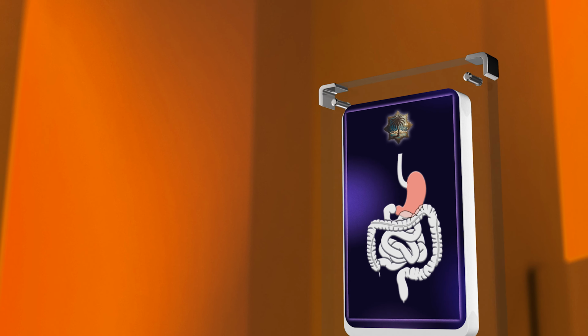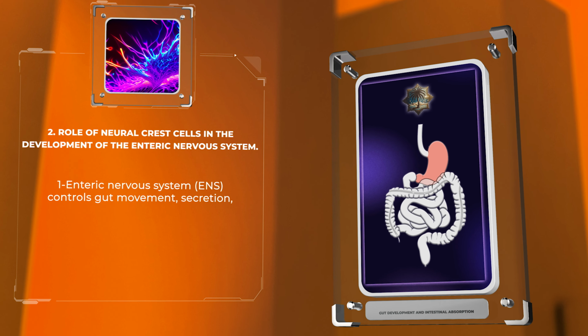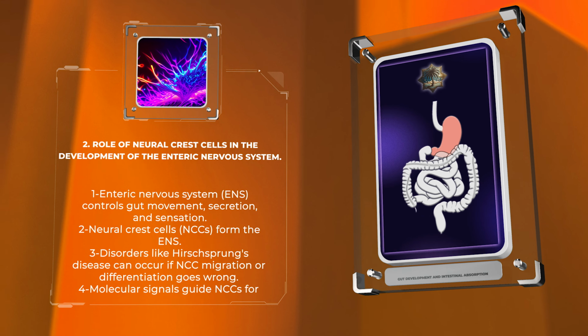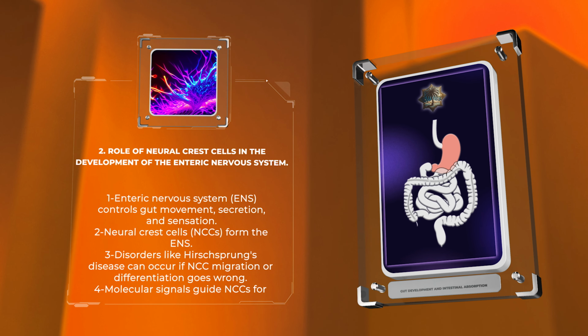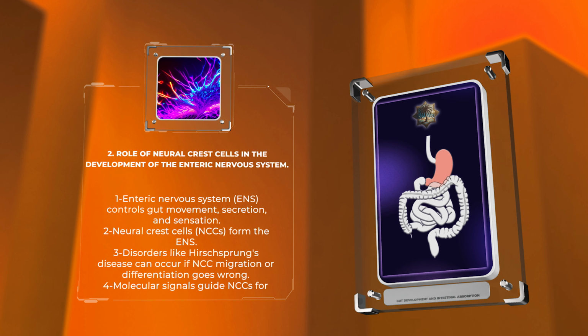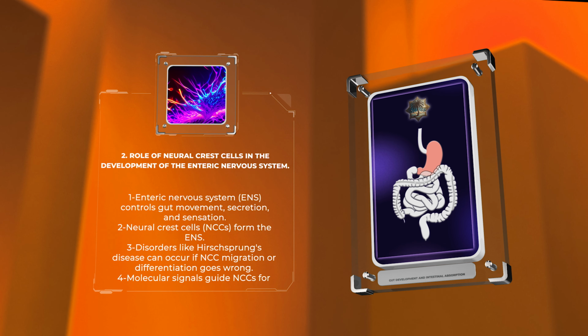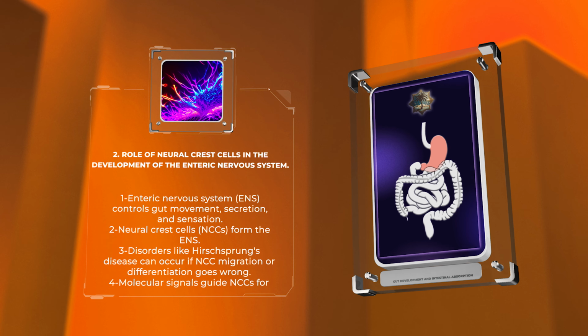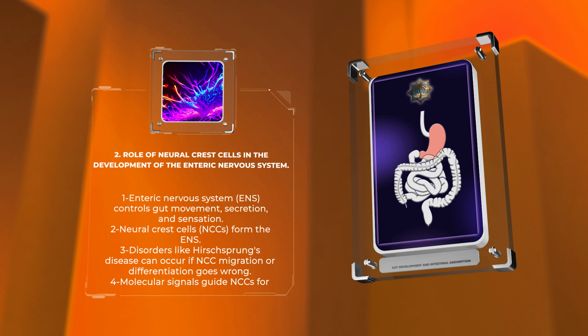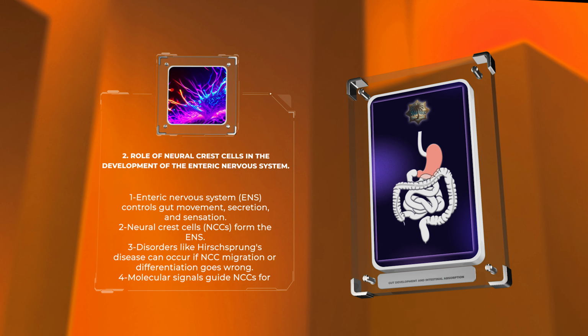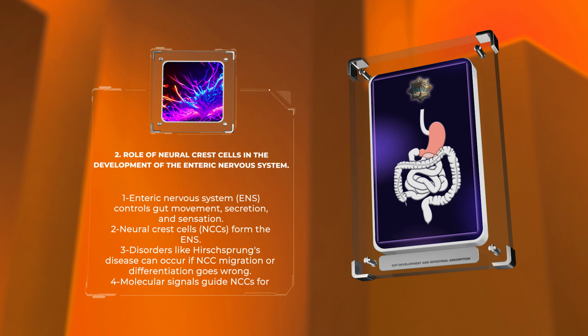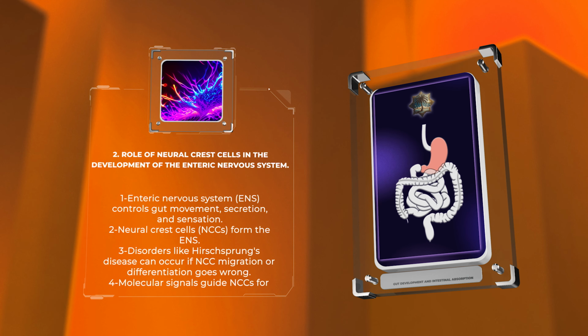The gut relies on the enteric nervous system, ENS, to control movement, secretion, and sensation. Neural crest cells, NCCs, are special cells that form the ENS, migrating from the neural tube to the gut. If NCC migration or differentiation goes wrong, it can lead to disorders like Hirschsprung's disease. Understanding the molecular signals that guide NCCs is crucial for ENS development and potential treatments.